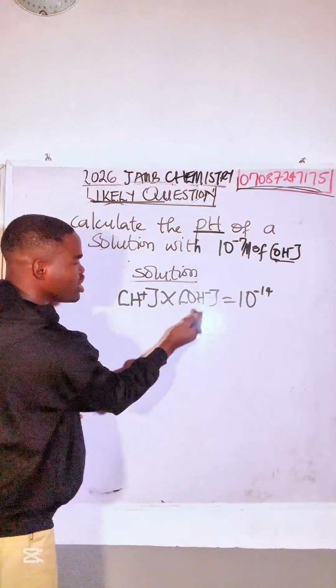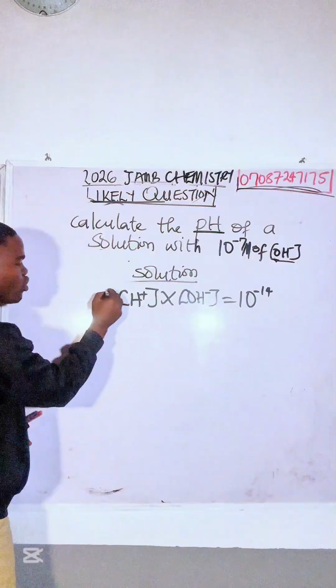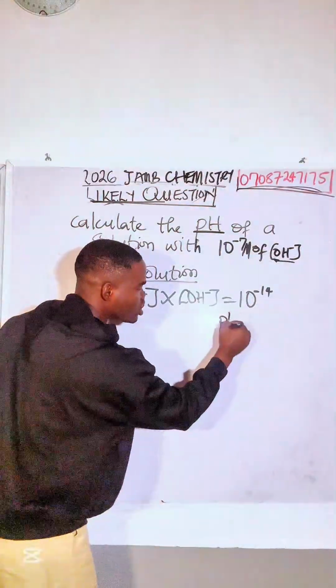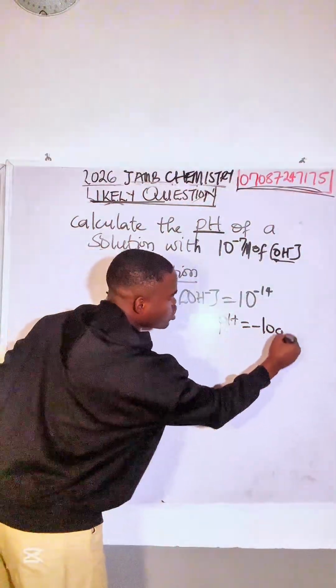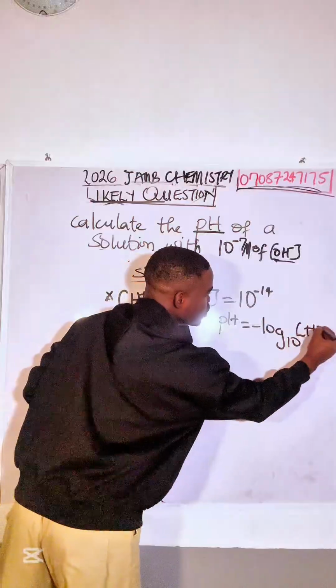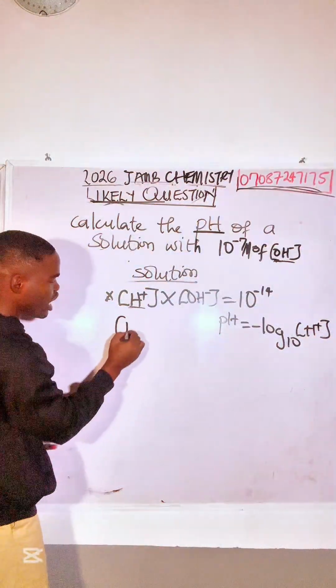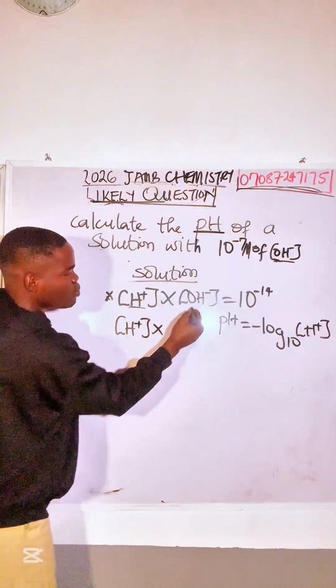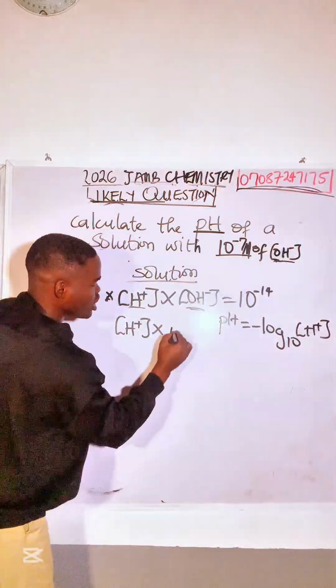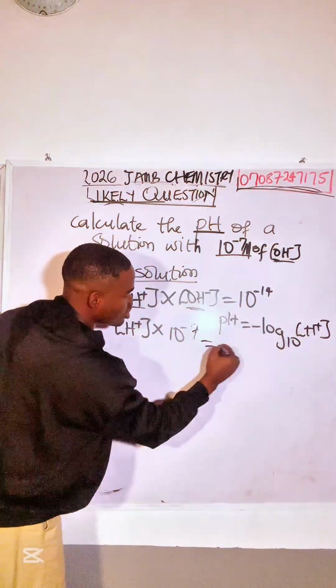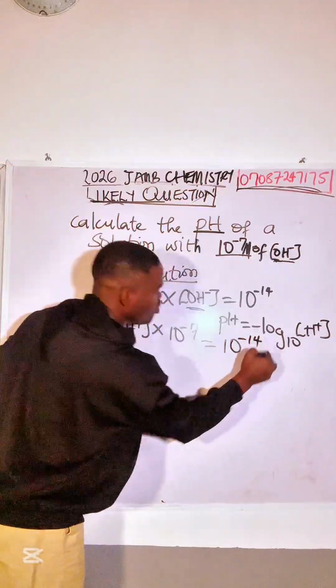So now, what they gave you is OH, but the pH formula is minus log to base 10 of H plus, not OH. So I need to find the equivalent. From here, I can say H plus multiplied by OH, which was given, equals 10 raised to minus 14.